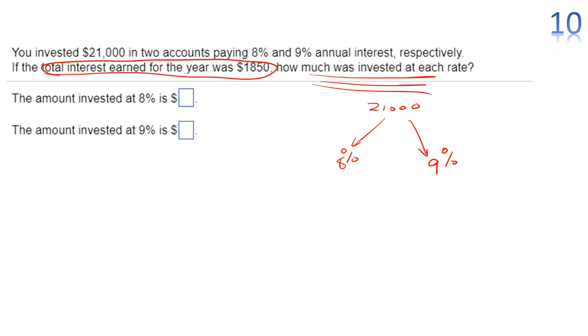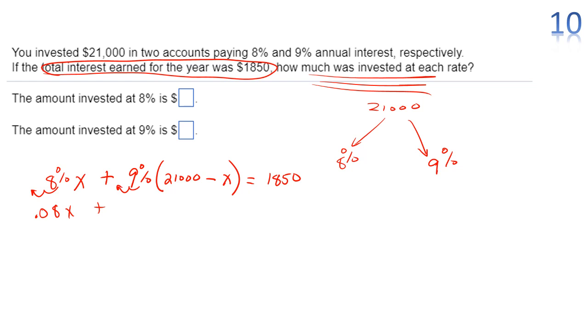We'll refer back to your formula sheet for the word problem applications again. What we'll see is we have rate number 1, which is 8%, times X, which would be our first amount, plus rate number 2, which is 9%, times the total money, $21,000, minus X. That's the amount you put in the 8% account. And that's going to equal the interest earned. Now let's go ahead and solve. Change these percents to decimals, and your equation will look like this, having the decimal representations.